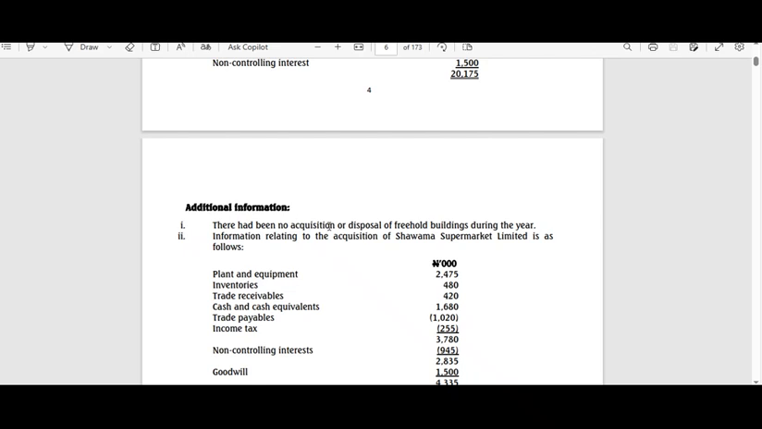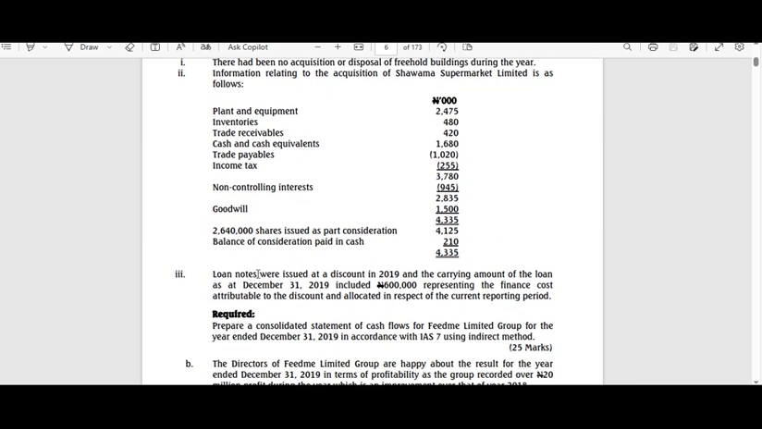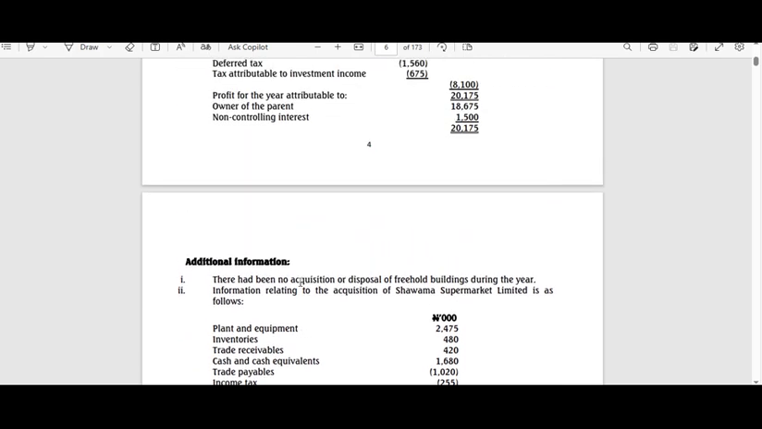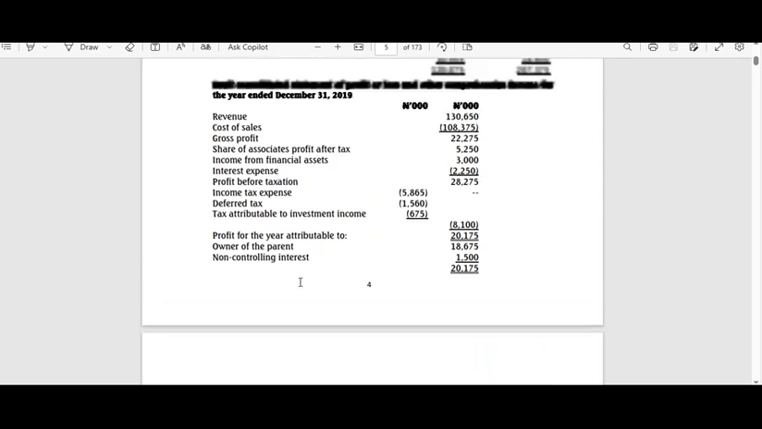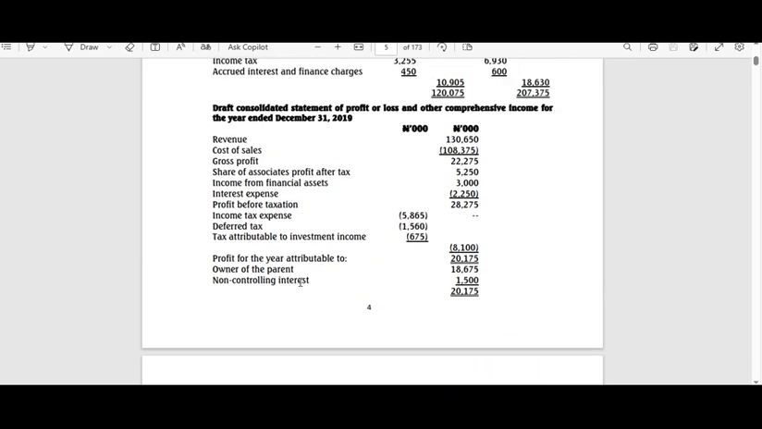That's fine. So we have additional information, no information on disclosure. We have the loan notes. The loan note was issued at a discount in 2019, carrying an amount of 600. Agreement to refinance at 30%, right? Okay, that one is on the loan notes, so they are still on the operating activities. What else do we have?